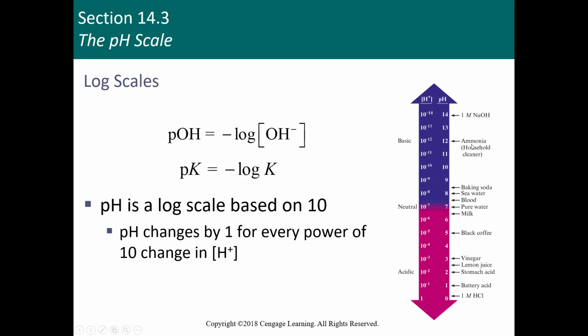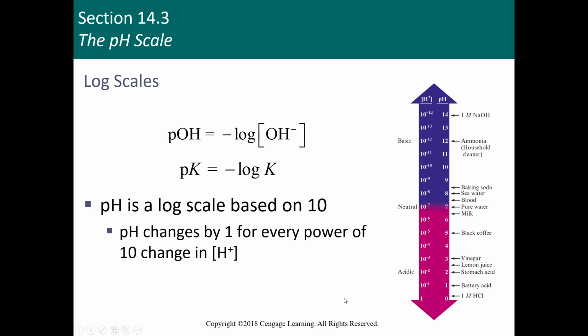Up here we see bases, ammonia. That's the household cleaner you use on probably a lot of your countertops and such. And NaOH, which would be lye. These are very basic, and that's actually how they kill bacteria. Here we see baking soda, that's basic, seawater is basic, etc. This gives you a general idea of the pHs of the different things around you.